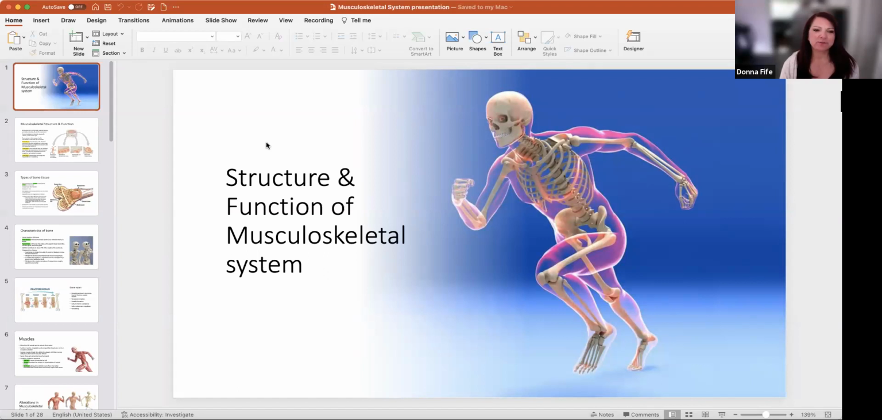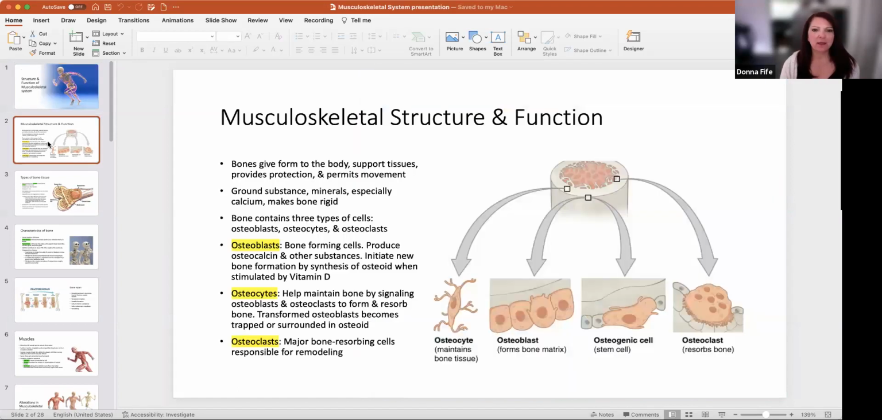I'm going to go over some structure and function in the musculoskeletal system. The bones give form to the body, support tissues, provide protection, and permit movement. There's ground substance and minerals, especially calcium, that make the bones rigid.